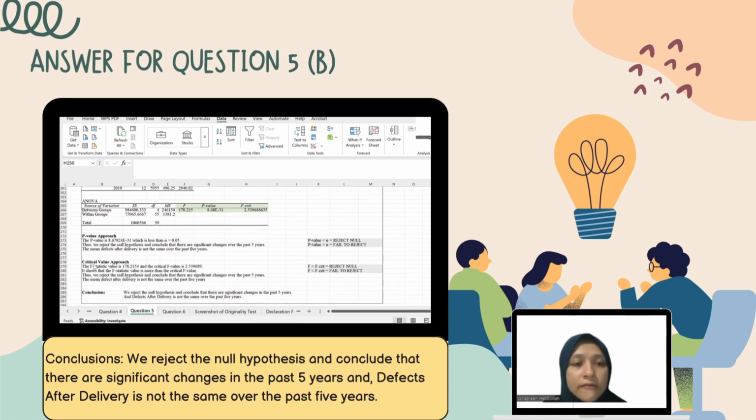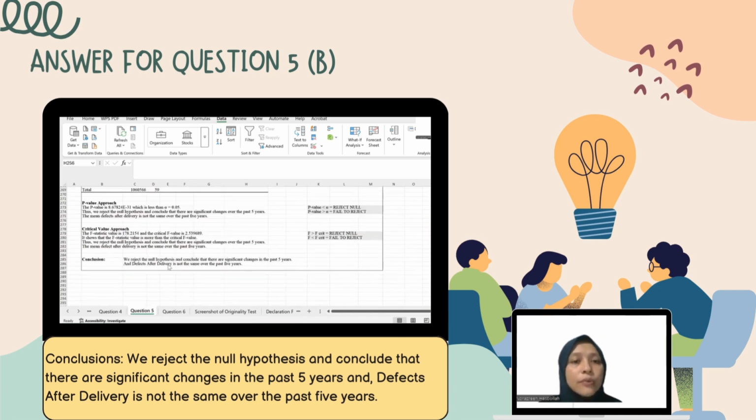And for the critical value approach, the F statistic value is 178.2154 and the critical F value is 2.539689. It shows that the F statistic value is more than the critical F value. As a conclusion, we reject the null hypothesis and conclude that there are significant changes in the past 5 years and defects after delivery is not the same over the past 5 years.